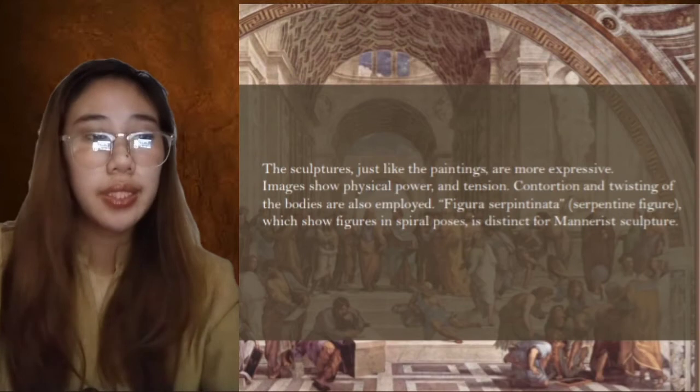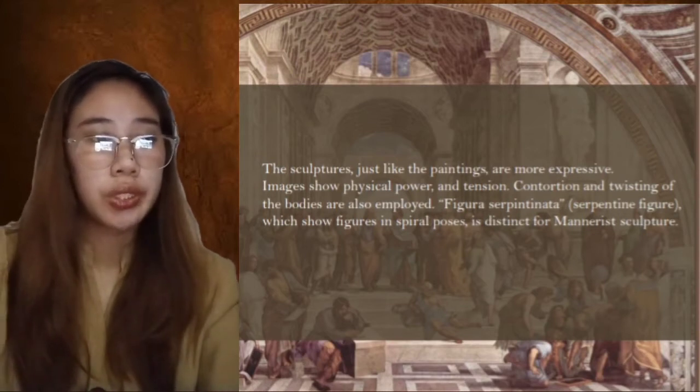Here is an example of a painting under Mannerism. Madonna with a Long Neck, painted in 1534 by the Italian artist Parmigianino, also known as Girolamo Francesco Maria Mazzola. Now, let us proceed to the sculptures.